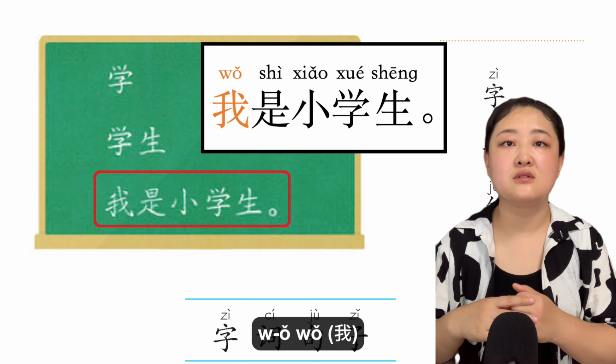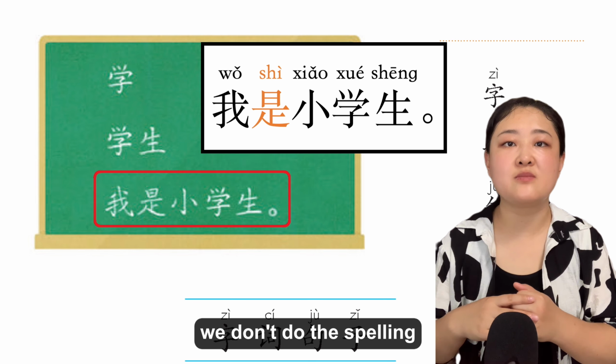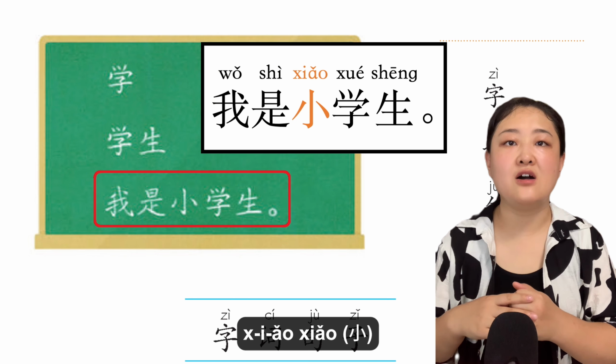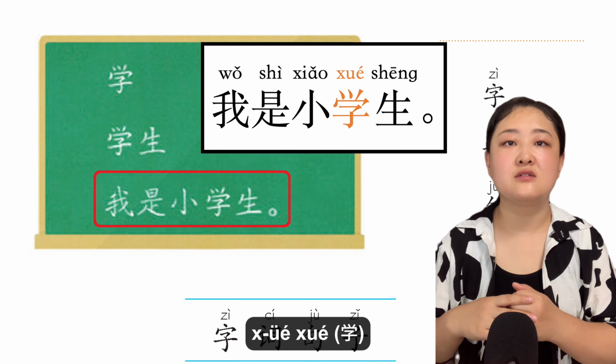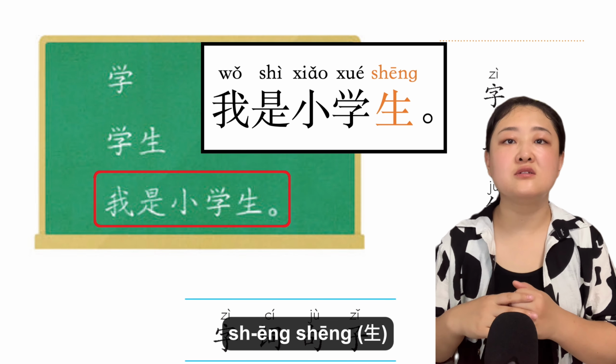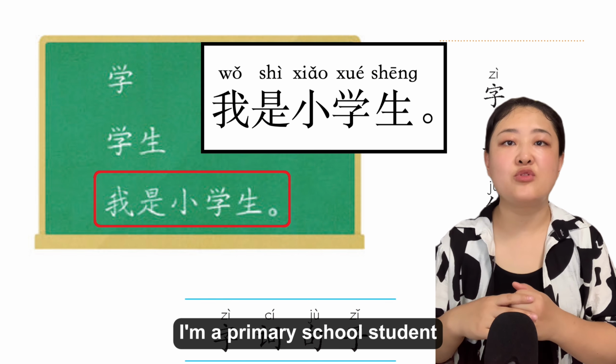我是 is a 整体认读音节. We don't do the spelling. 西熬小. 小 means small or little. 西约学. 师恩生. 我是小学生. I'm a primary school student.